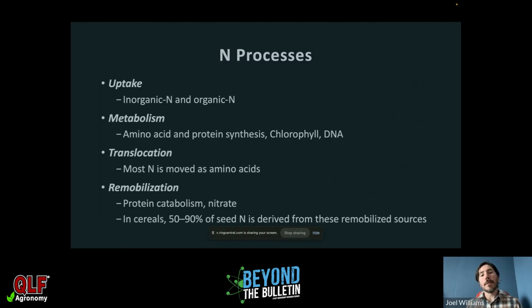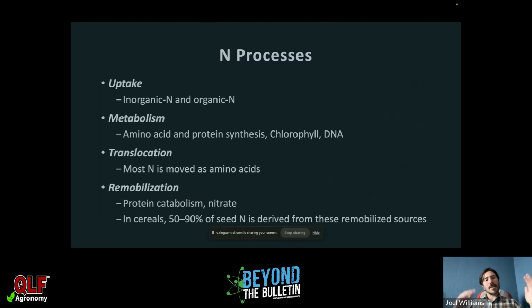Then in terms of finishing plant development, so into the reproductive stage, just to illustrate how important it is, during senescence, during maturation, the plants will actually remobilize and strip a huge amount of that nitrogen out of those leaves and send it up into the grain for reproductive purposes. In cereals, it's suggested that around 50 to 90% of the final nitrogen in the seed is actually derived from these remobilized sources.